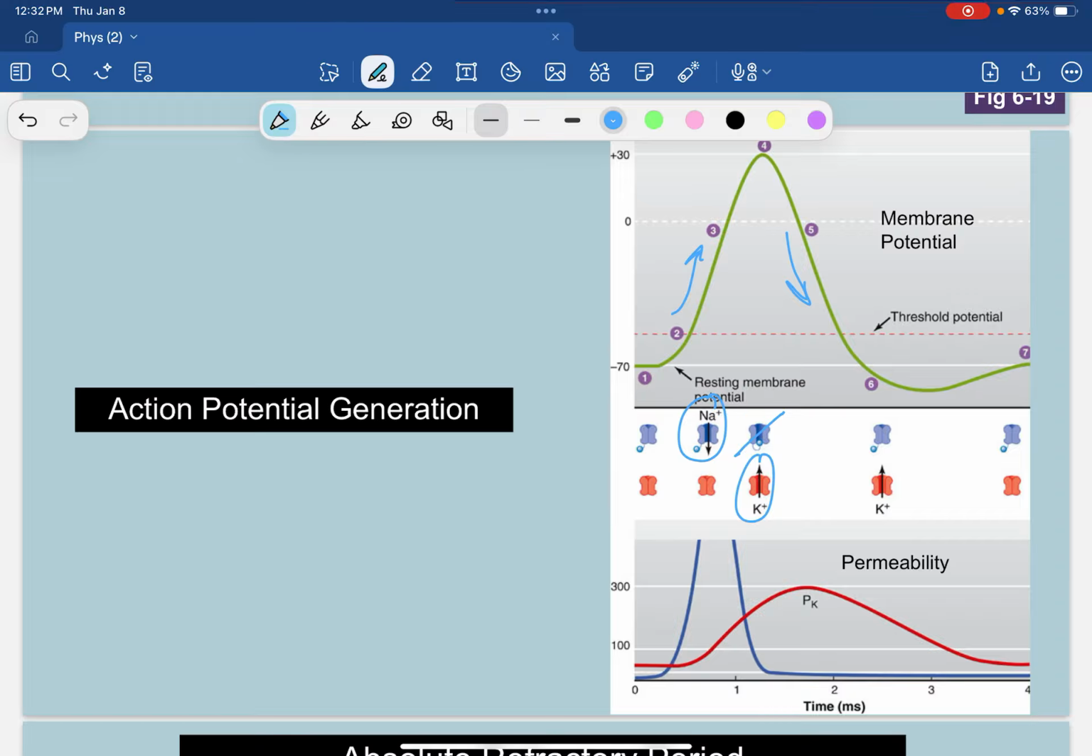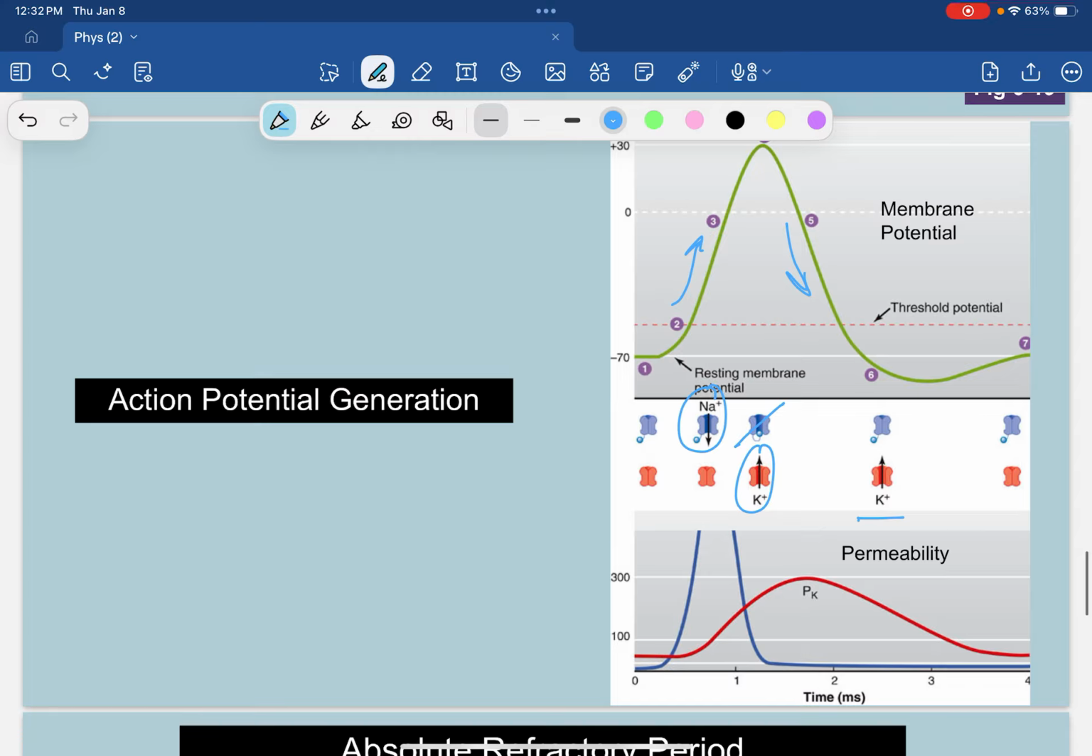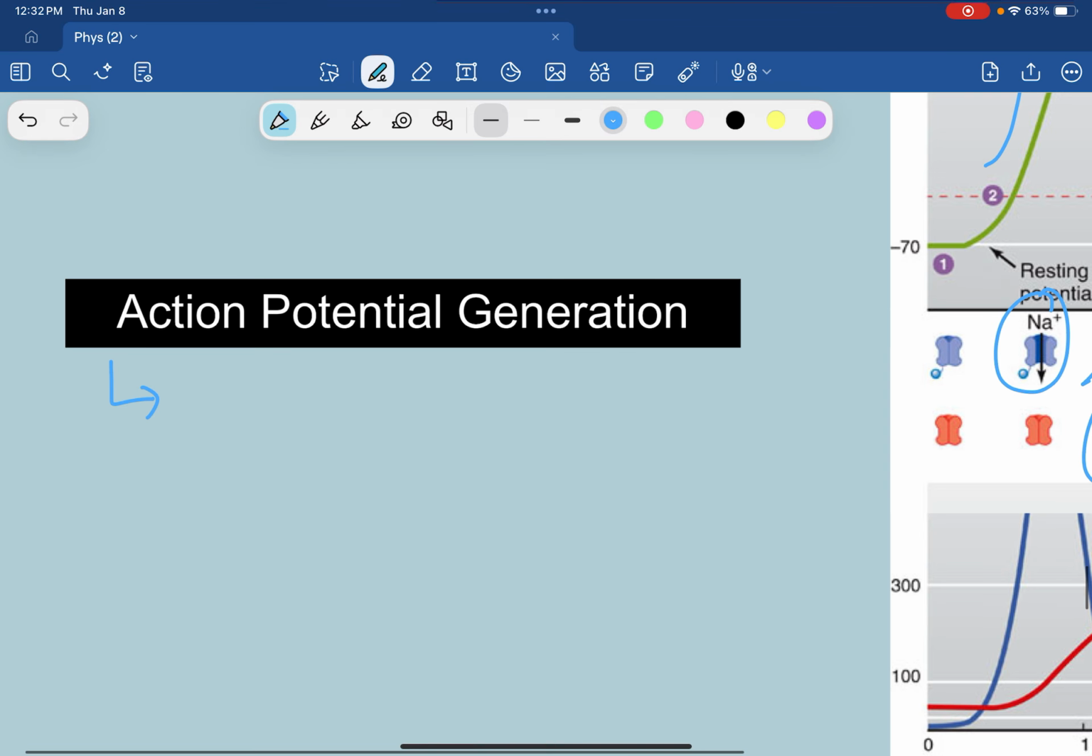And you can see here, because our potassium is open longer, our membrane potential dips even below the resting membrane potential. That hyperpolarization is what allows our inactivation gate to go back to its closed state. So our potassium is slower to open, but also slower to close, and that hyperpolarizes the cell.